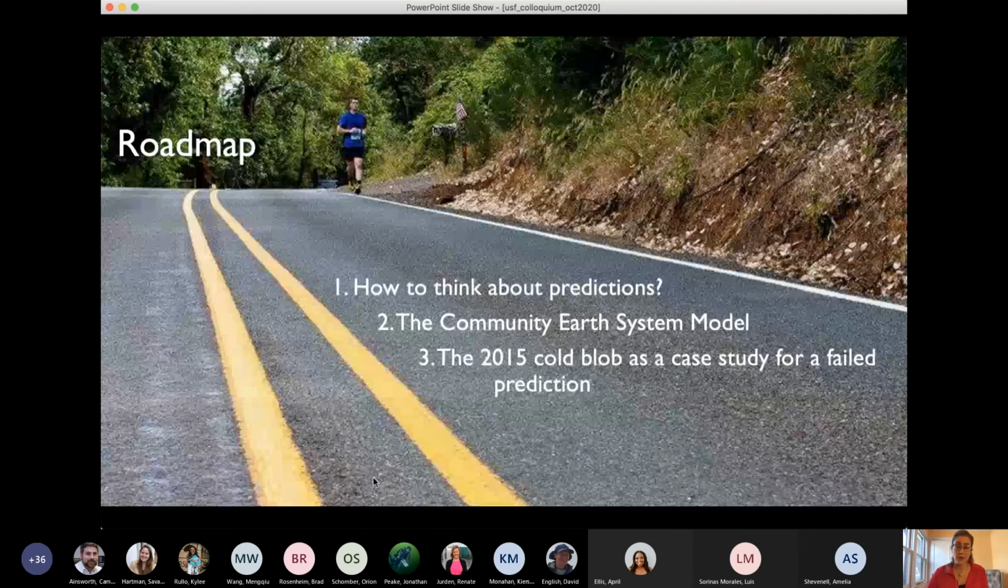So a brief roadmap where we're going to go. First, we're going to have an introduction about how to think about climate predictions. What is a good framework for that? We're going to talk about the main tool that I've used in this, the Community Earth System model, which is NCAR's climate model. Well, not just NCAR's, it's the whole community led by NCAR. And then we're going to talk about a case study. So in 2015, there was near record cold conditions in the subpolar North Atlantic. Turns out our prediction system could not predict it. And so we're going to use this as a case to try to understand how do you improve our predictions for the next go round.